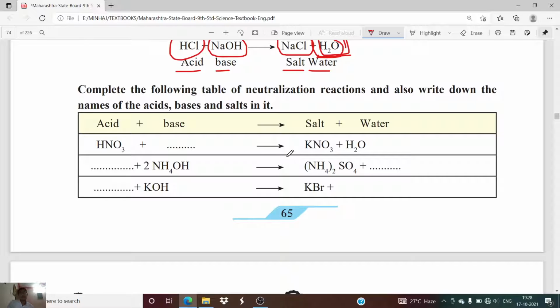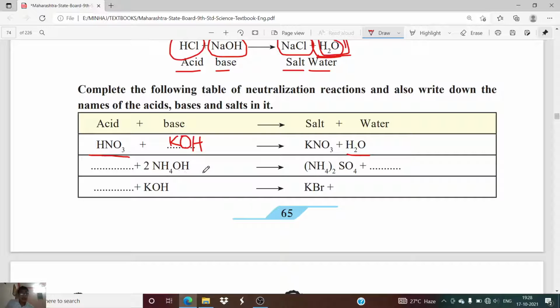So here certain reactions are given to us, which can be used to study the neutralization reaction. So we have HNO3, that is nitric acid, as our acid, and definitely we want a base over here which will give us potassium nitrate, KNO3, and H2O. So we are going to take here the base, which is KOH, that is potassium hydroxide. So the reaction between nitric acid and potassium hydroxide will give us potassium nitrate and H2O, that is water.